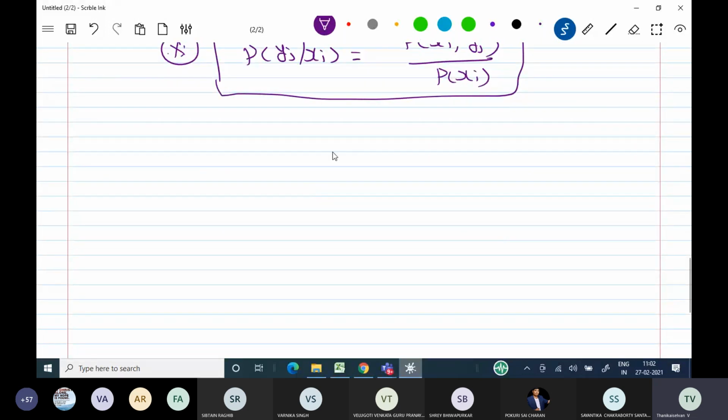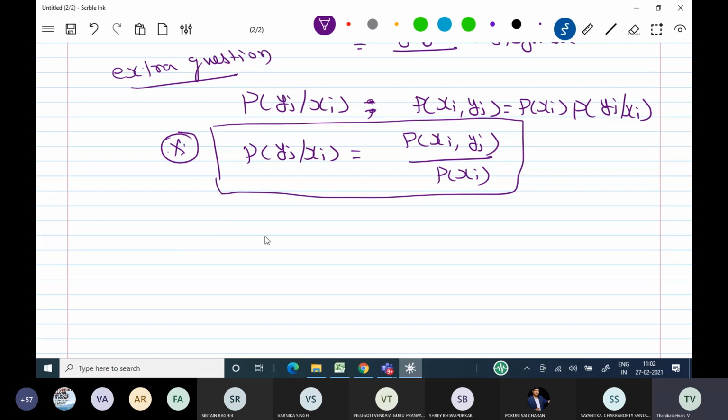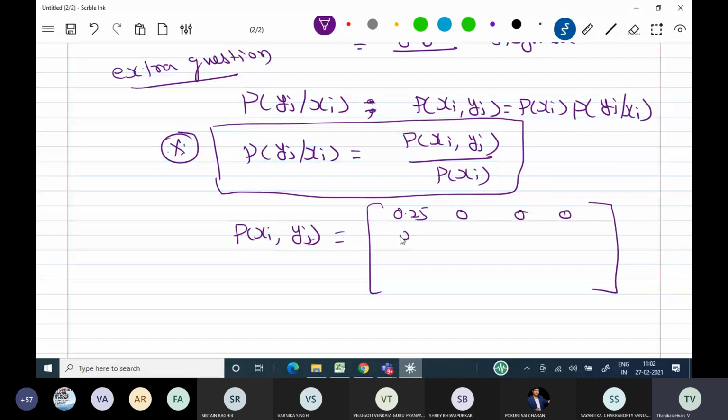You have this matrix. I'll be writing the joint probability matrix, probability of xi comma yj. It is a given matrix to you. Once again you write 0.25, 0, 0, 0. There are 4 columns and 5 rows. 5 rows means 5 input symbols, 4 columns means 4 destination symbols. When you see the matrix, you should be able to find out how many source symbols and how many destination symbols there are.